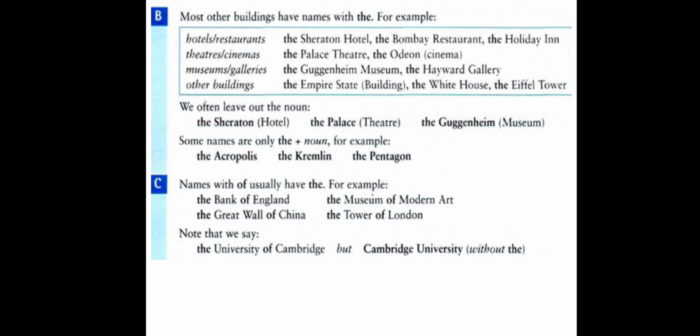Note that we say the University of Cambridge, but Cambridge University. In this case, when we say Cambridge University, the first name is the name of a city, Cambridge, and it is two nouns, two words. Then we don't use the article the when the first name is the name of a city. But if we use the preposition of in between, then we use the article the. So when we say the University of Cambridge, we have the preposition of in between, and we must use the article the.